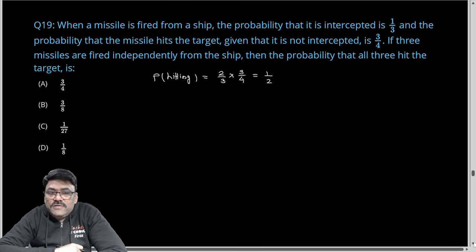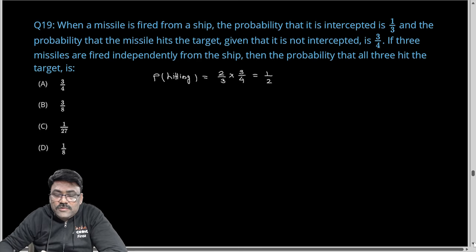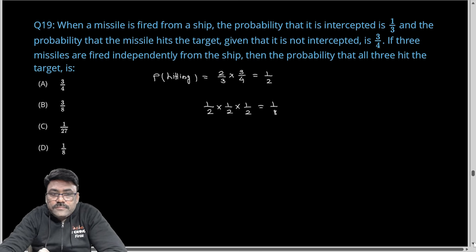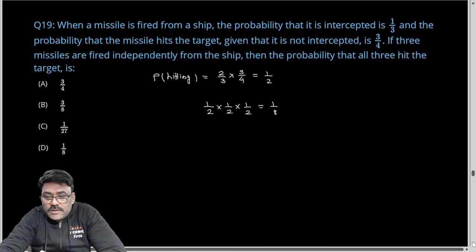Now they are saying that if 3 missiles are fired, what is the probability that all 3 hit? So all 3 hit means first one hit, probability is half, second one also hits, probability is half, third one also hits, probability is half. So 1 by 8. All 3 hit. So D is the correct answer here.